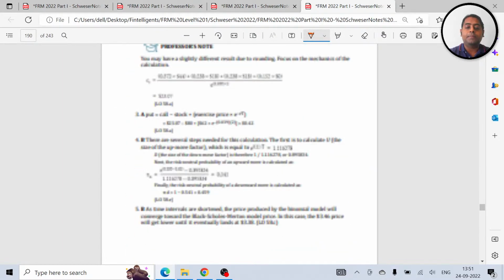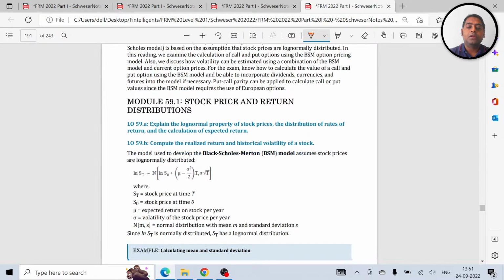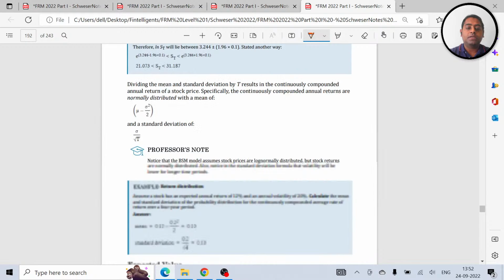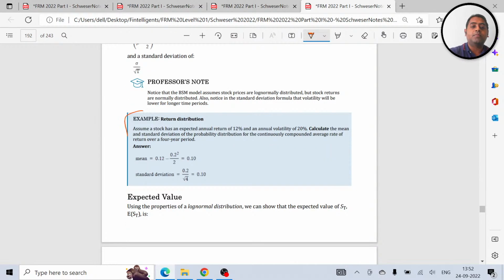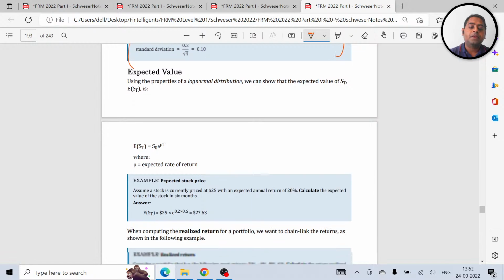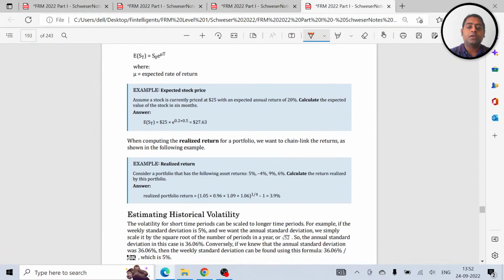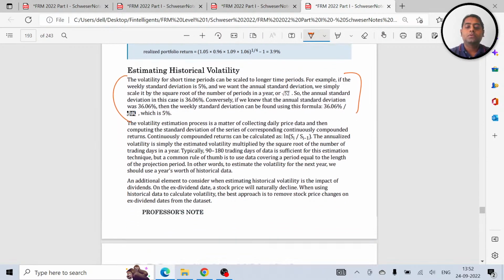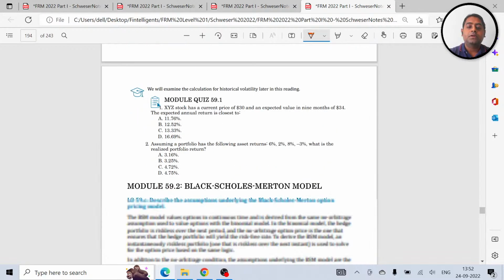Black-Scholes model. The next chapter, Black-Scholes model, log normal part. I think there was this logic, this formula, the return distribution, marking this as star. This was tested in one of the exams. So marking this as important. Expected return is okay. Realized return, historical volatility. This is nothing but your square root rule. So you can read this part.